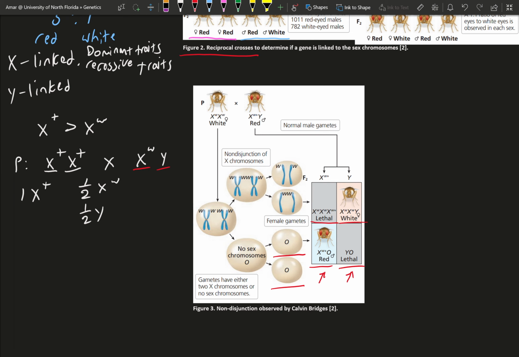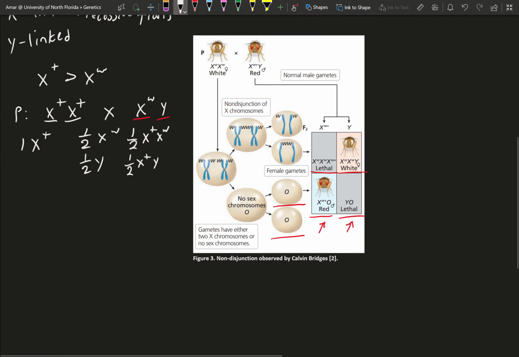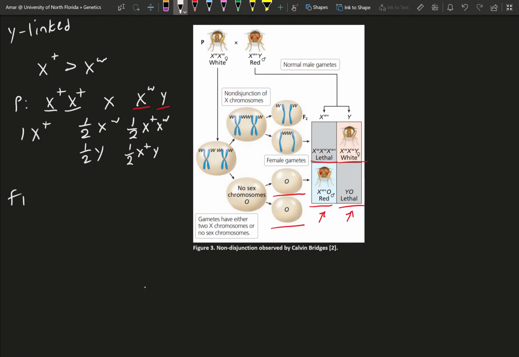So to calculate what the following phenotypic proportions you're going to get from this cross, you would have a half chance to get X plus X little w, and a half chance to get X plus, and then Y. So all of these individuals will be red, both the males and the females. So let's say we cross these together now.